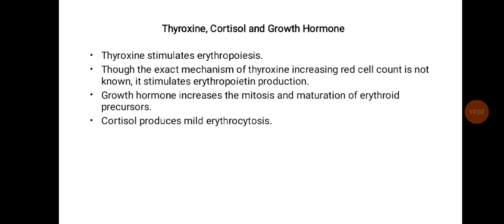Thyroxine stimulates erythropoiesis. Though the exact mechanism of thyroxine increasing the red cell count is not known, it stimulates erythropoietin production. Growth hormone increases the mitosis and maturation of erythroid precursors. Cortisol produces mild erythrocytosis.